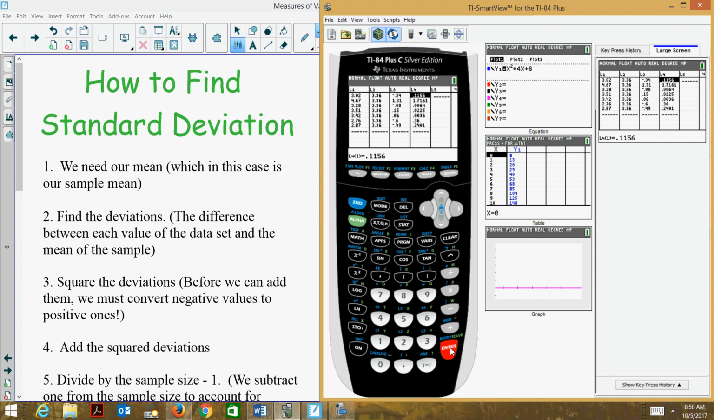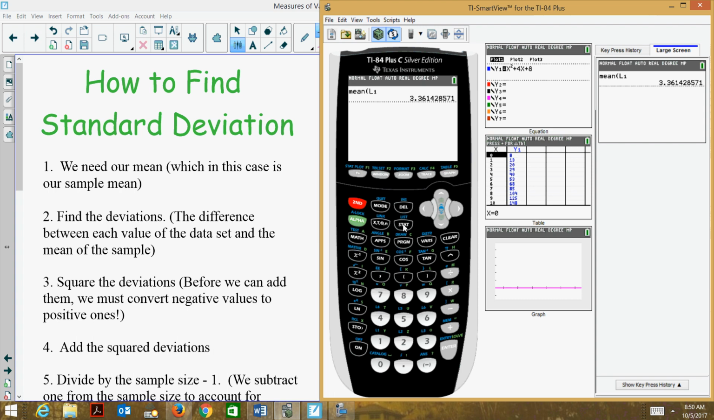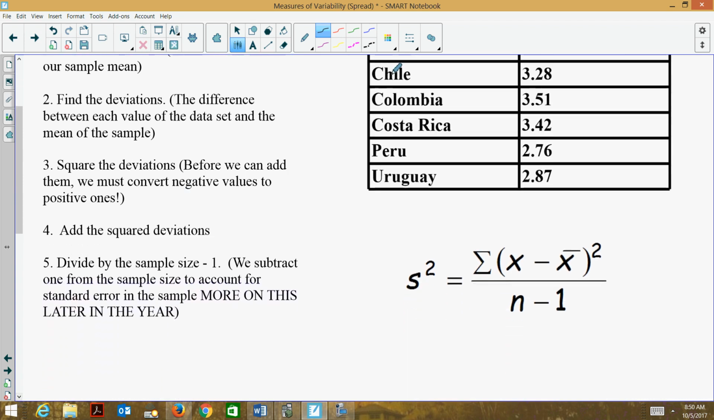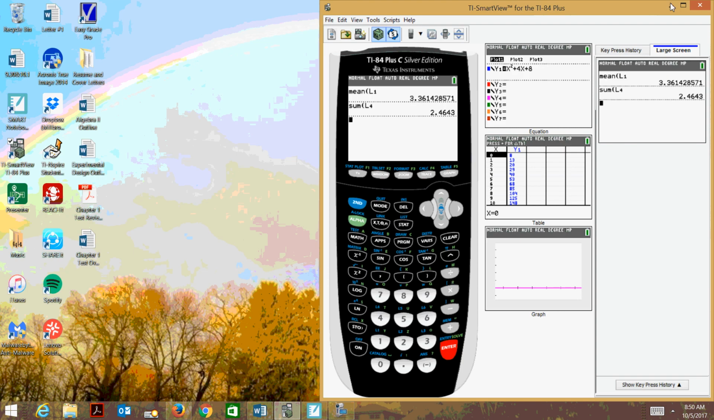Now that I've squared the deviations, I'm ready to add them together. So I can go back to my home page and find the sum of the deviations. The sum of my squared deviations is 2.4643. Now, the next step here is to divide the sum of the deviations by the sample size minus 1. I will go into more details later on as to why we subtract 1 from the sample size, but this essentially takes into account any error that we might have.